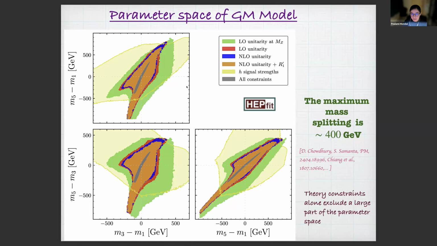So these show the maximum mass splitting between the different multiplets. This M5 is the common mass, the degenerate mass of the 5-plet in the Georgi-Machacek model, and this M3 is the degenerate mass of the triplet. So if you look into the difference between these multiplets, you can see that the mass splitting is at most 400 GeV from the combined fit.